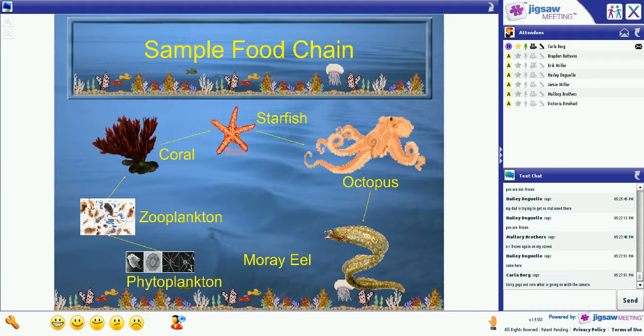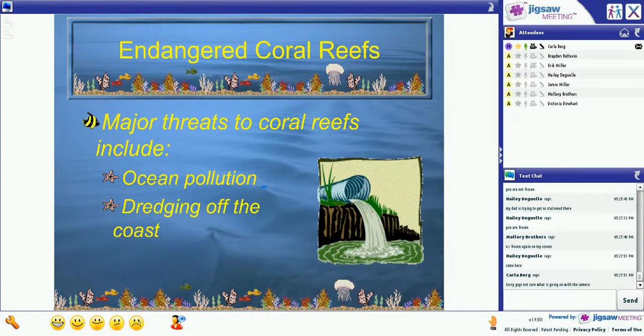The octopus eats a starfish. Give me another example. Victoria. The zooplankton gets eaten by the coral. Awesome job. The zooplankton is eaten by the coral. Great.